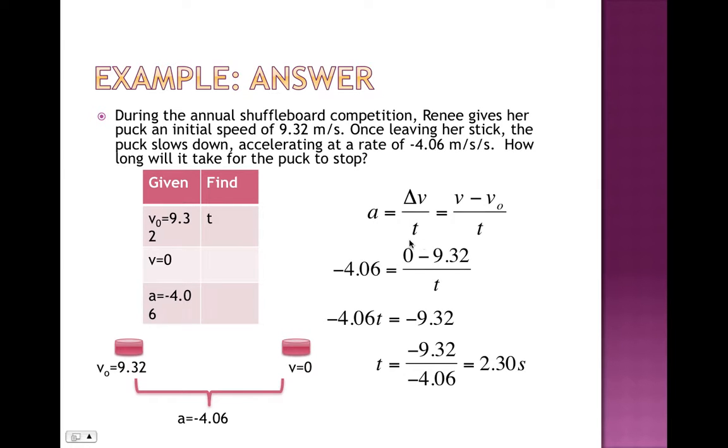So the correct formula to use is a equals delta v over t. When I plug in the numbers, I've got a is minus 4.06, equals the final, which is 0, minus the initial, which is 9.32, divided by t. Then I can cross multiply, so I take the t and bring it up here, and then I can divide both sides by 4.06, and I wind up with 2.3 seconds, so that's the answer.